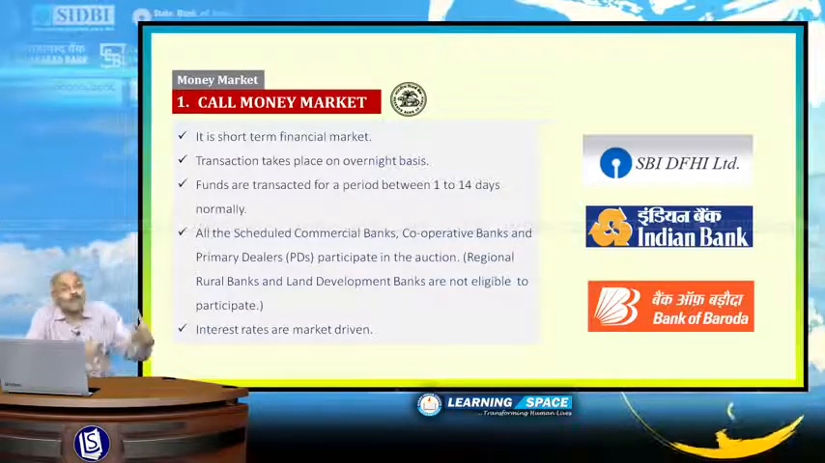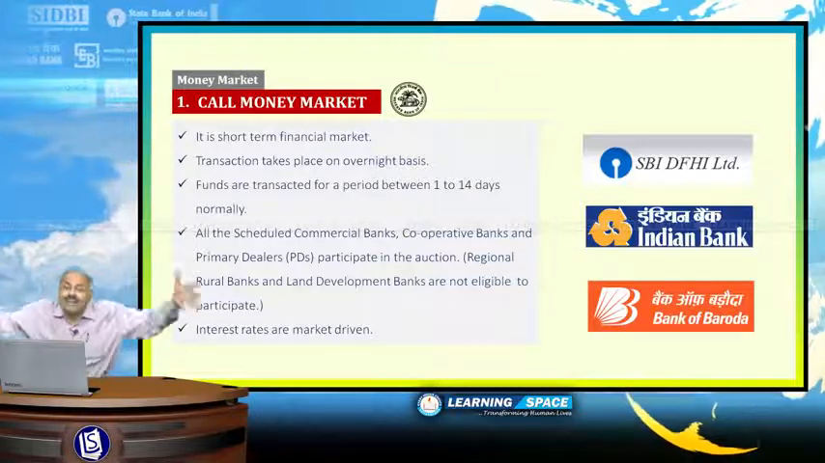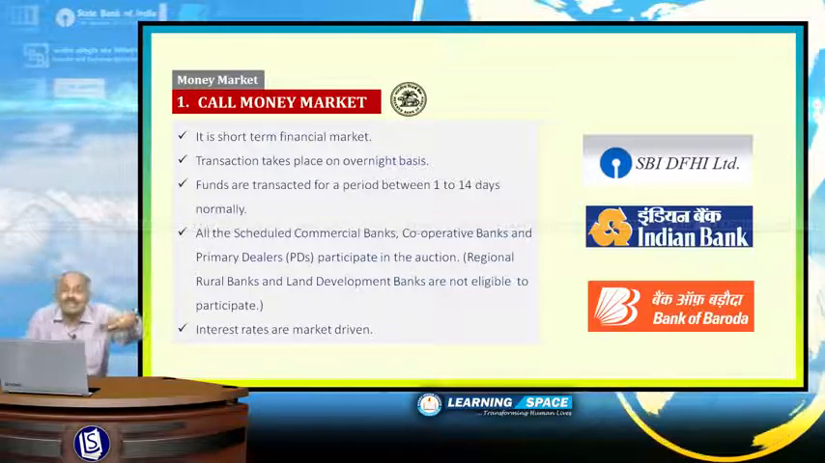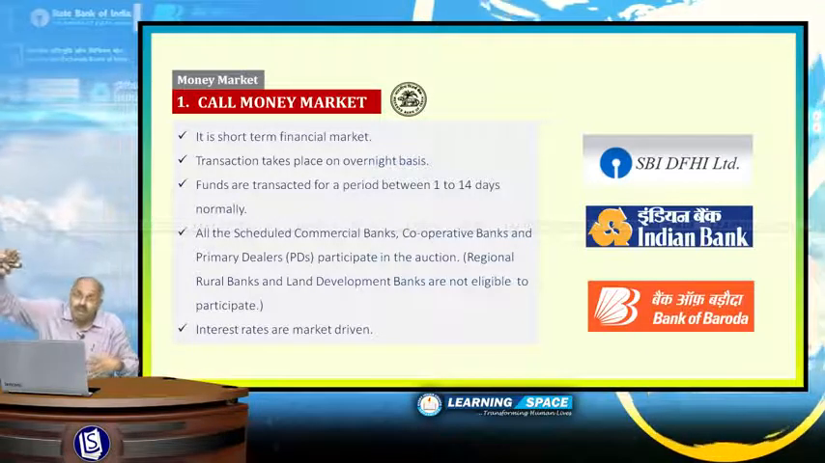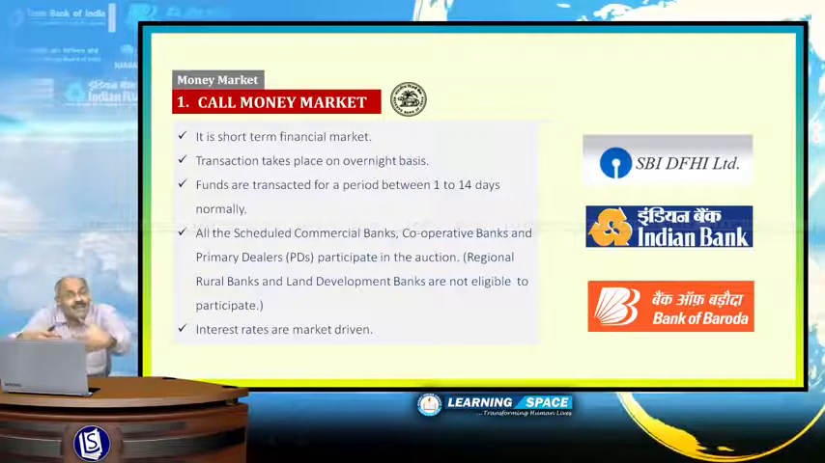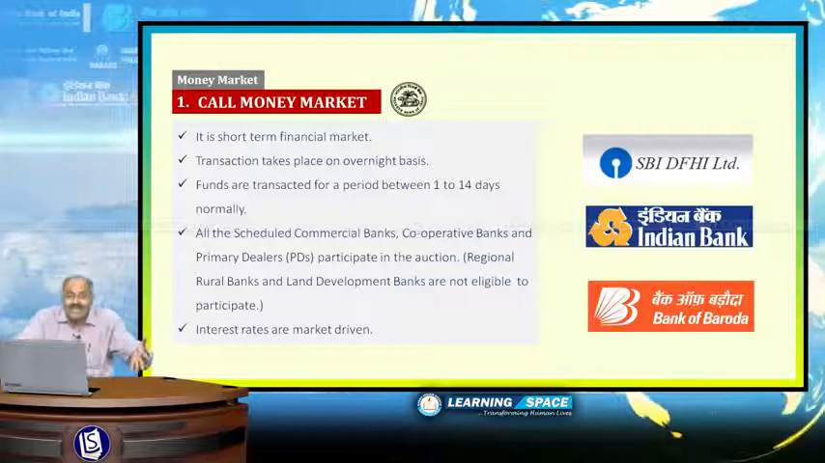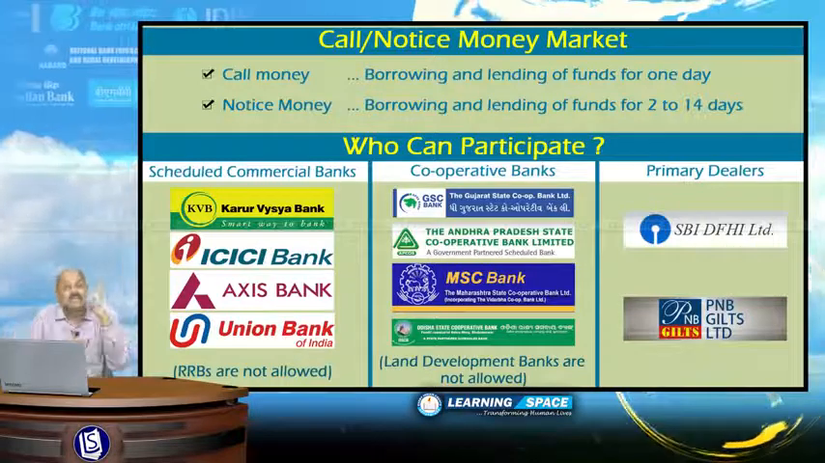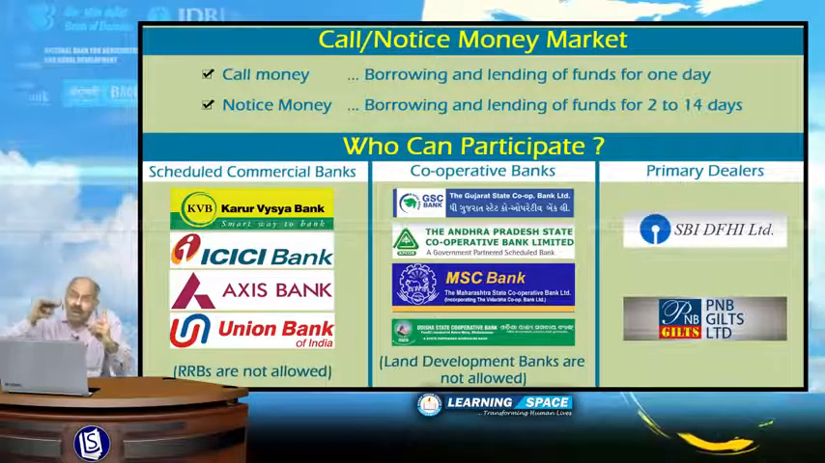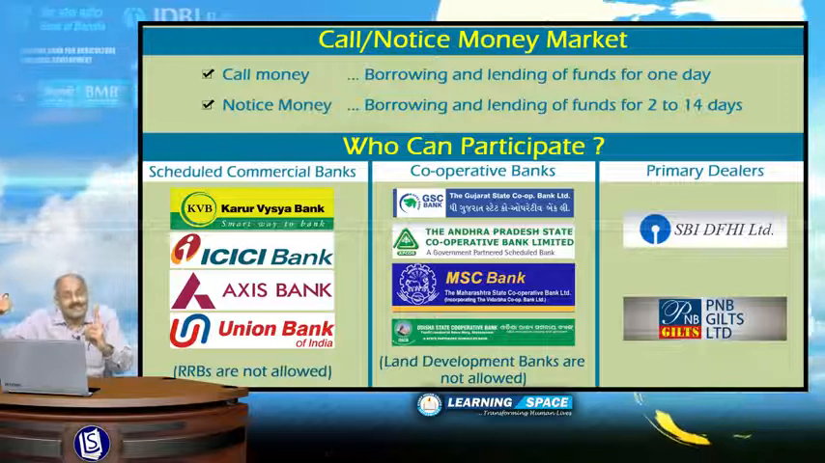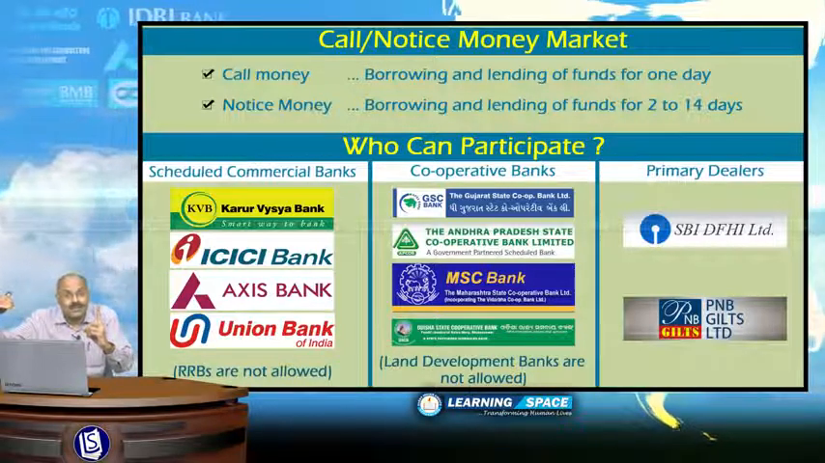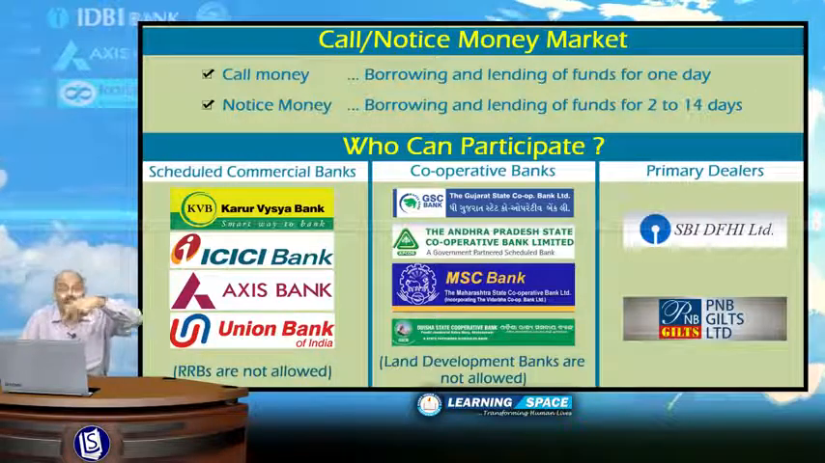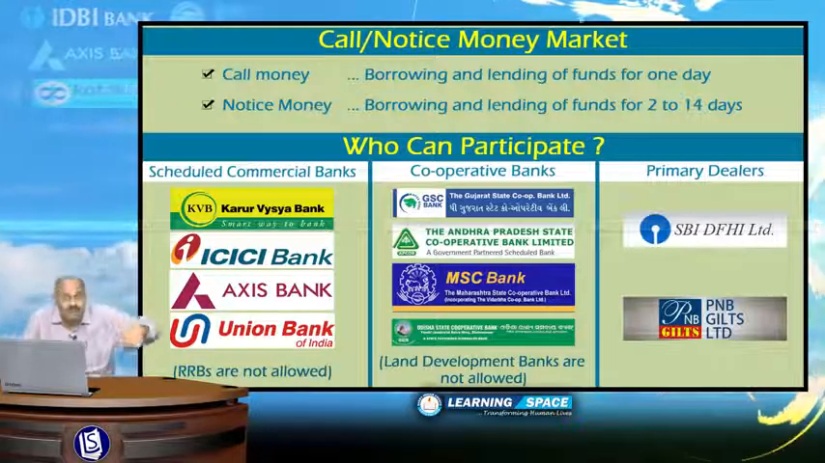Depending on the requirement, depending on the surplus in the banking system or the financial system, the call money rates will vary. Sometimes call money rates may be 7% or 8%. Sometimes they may shoot up to 14% or 15% depending on the requirement. So call money is basically borrowing money for 1 day or 2 days or 3 days. If they are borrowing for 1 day, it is call money. If they are borrowing for 2 to 14 days, it is notice money. And as I have already told you, scheduled commercial banks, cooperative banks and primary dealers are allowed to participate in these call money auctions.